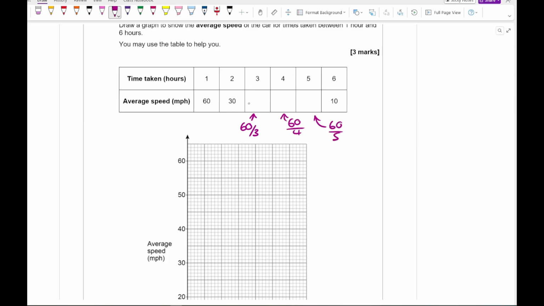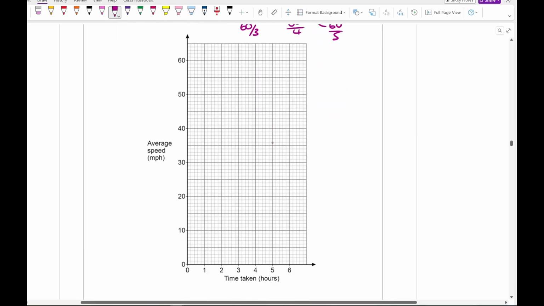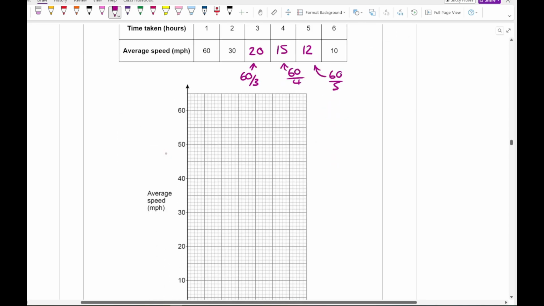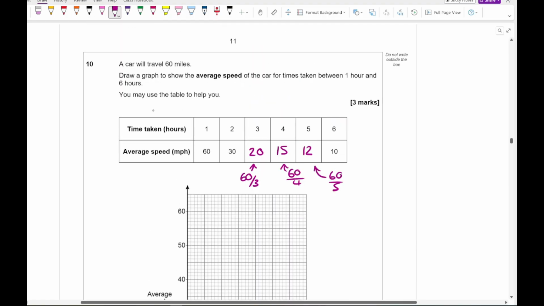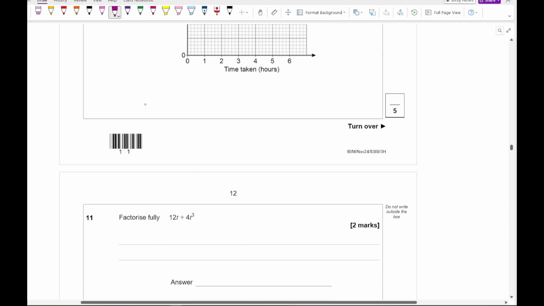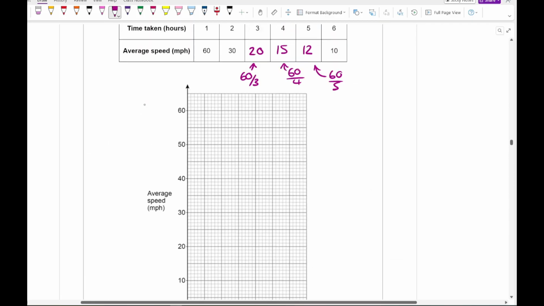So 60 divided by 3 is 20. 60 divided by 4 is 15. And 60 divided by 5 is 12. So all I then need to do is plot those coordinates, and because it is a time speed graph, we can then join those points up, but the question doesn't actually say for us to do that, and so all we then need to do is just simply plot those points.